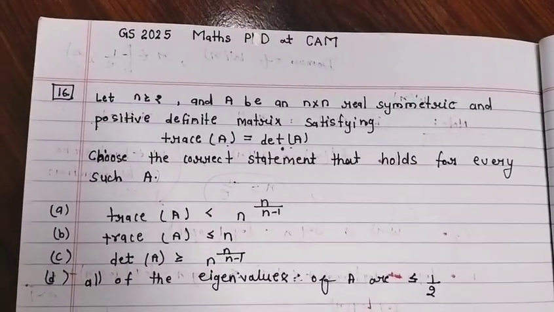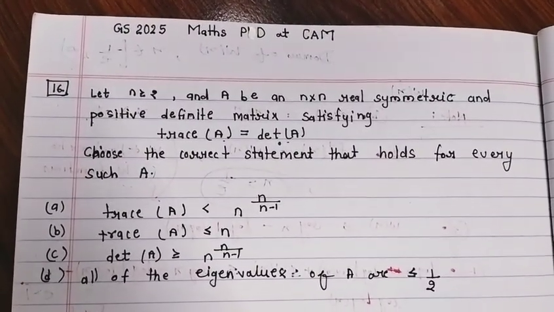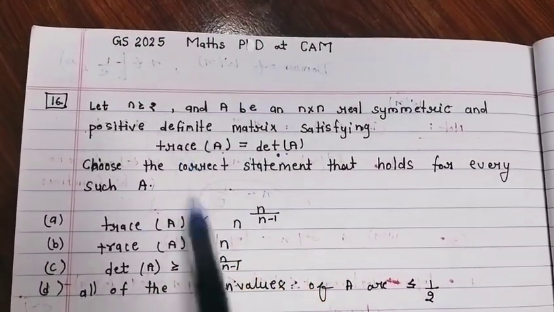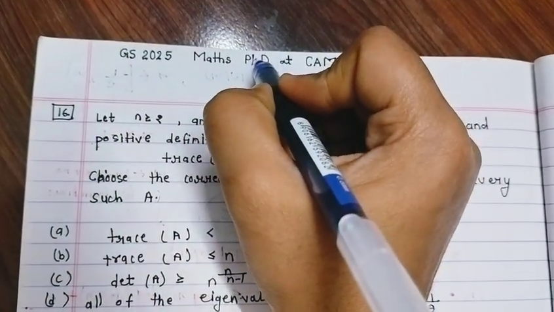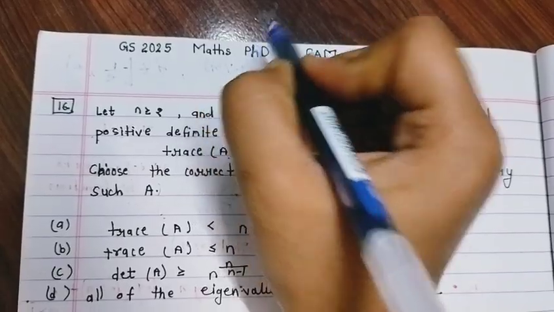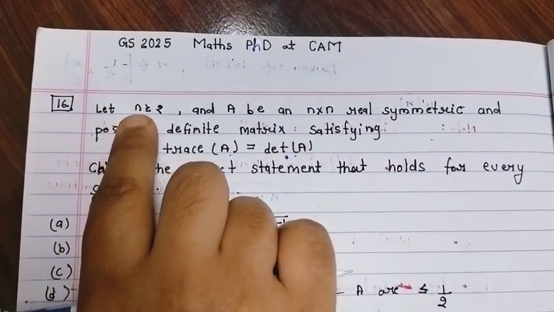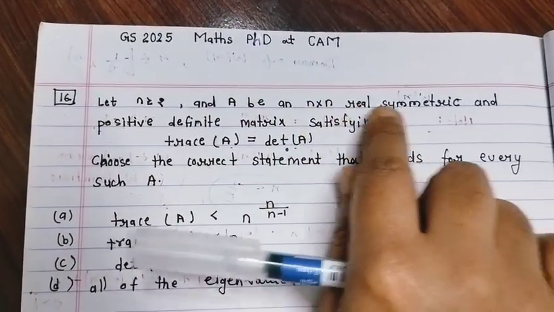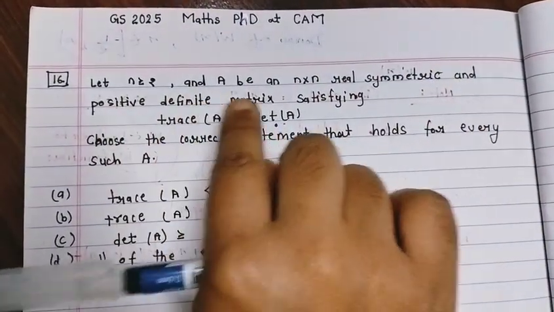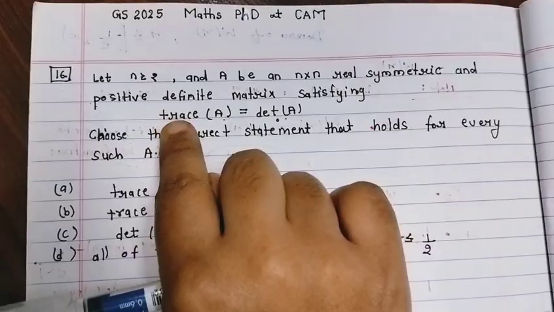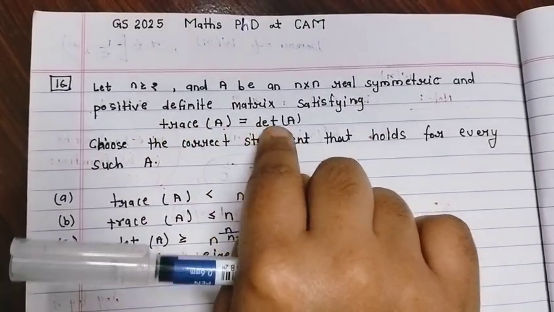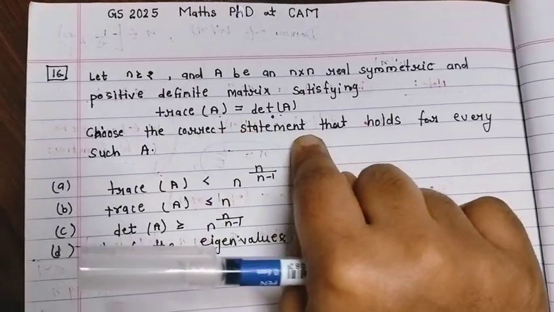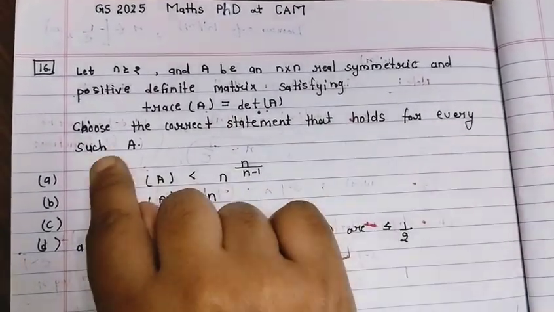This is question number 16 from TIFR GS 2025 Maths PhD exam. Question is, let n be greater than or equal to 2 and A be an n cross n real symmetric and positive definite matrix satisfying trace of A is same as determinant of A. Choose the correct statement that holds for every such A.